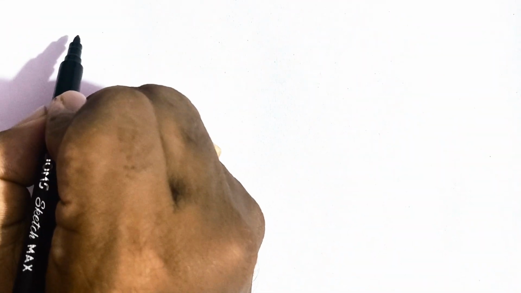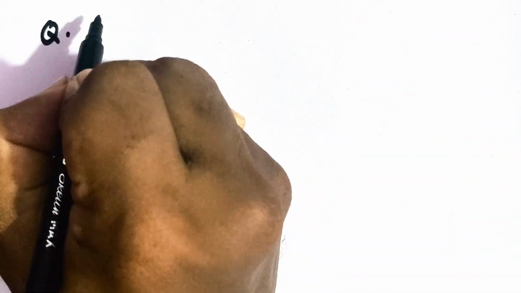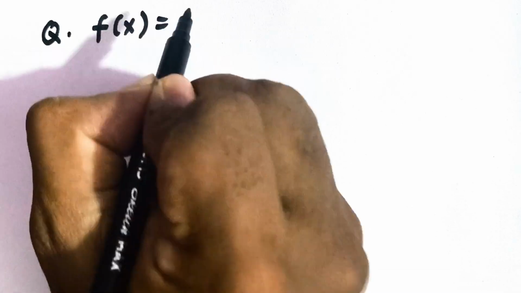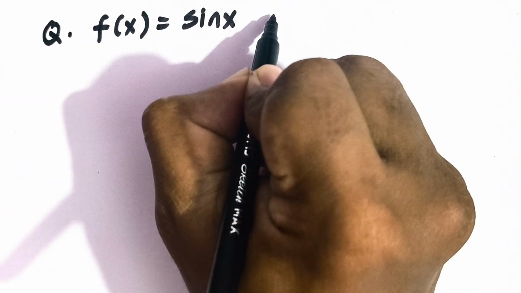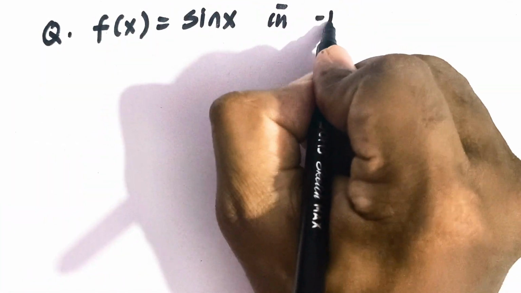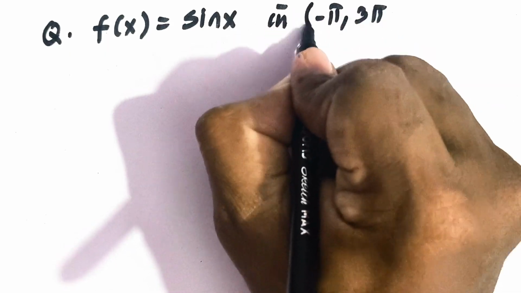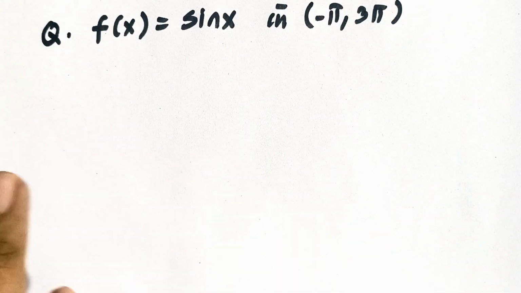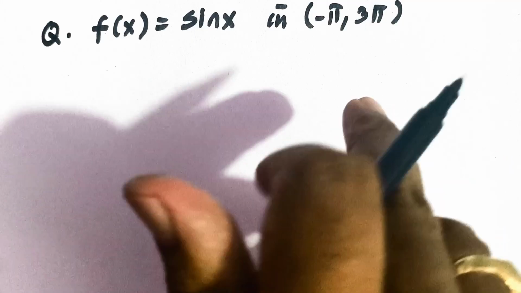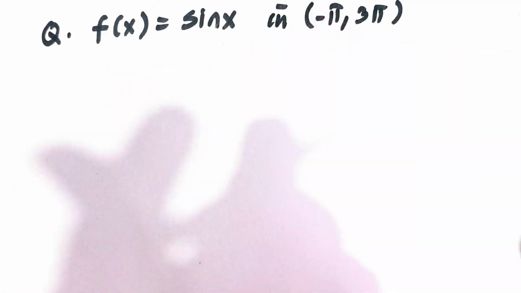Now let's do f of x equals sin x. Let us restrict our domain to minus pi to 3 pi. That means we are not considering the whole real number line. We have restricted to minus pi to 3 pi.